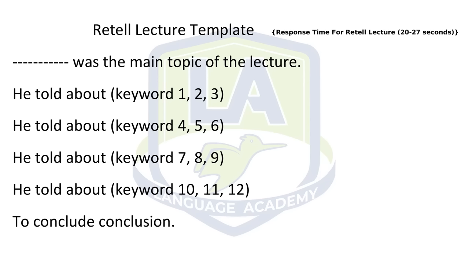So, blank was the main topic of the lecture. He told about 1, 2 and 3. He told about 4, 5 and 6. He told about 7, 8 and 9. So you have got around 12-15 keywords. And then to conclude, the lecture was informative or very informative.